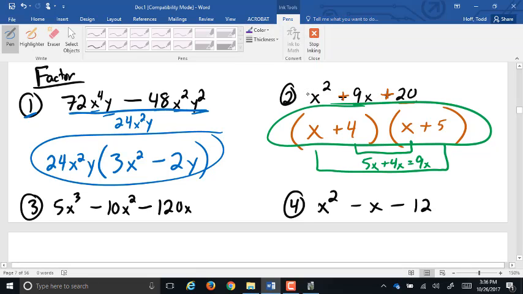Any questions on those first two? How many of you had the first two both right? Good. Pretty good turnout.